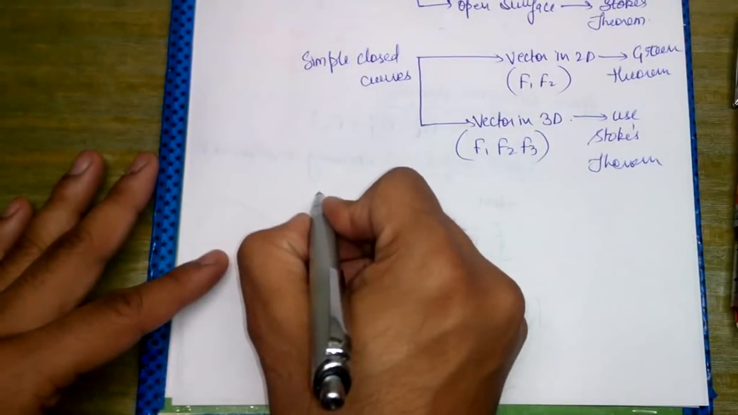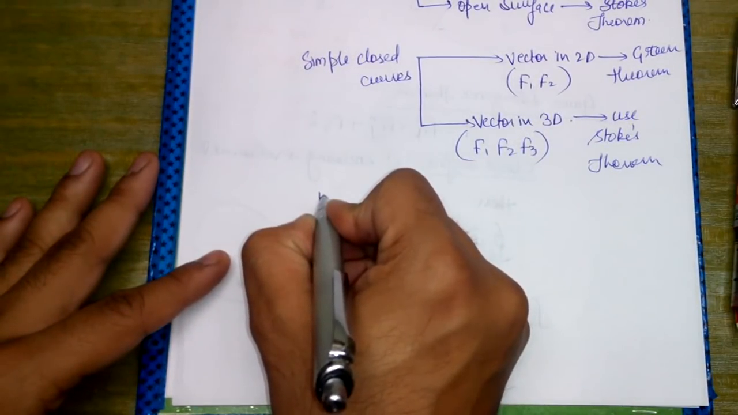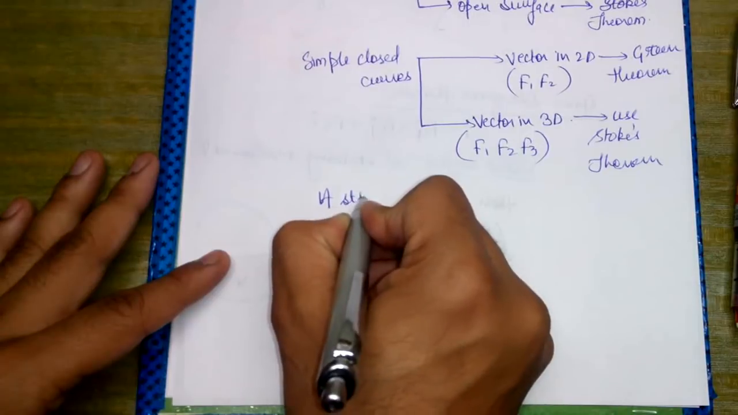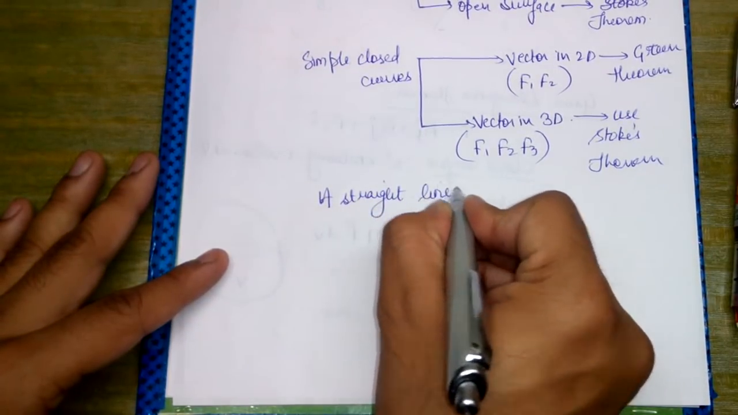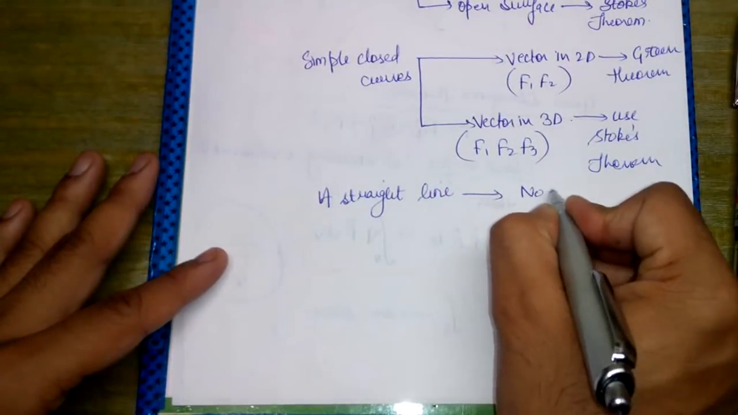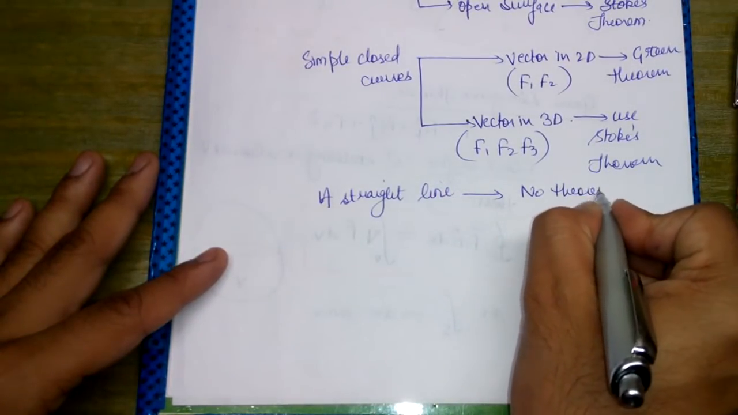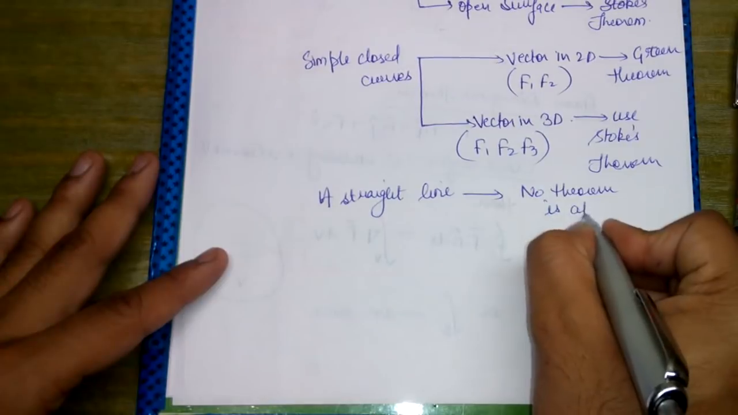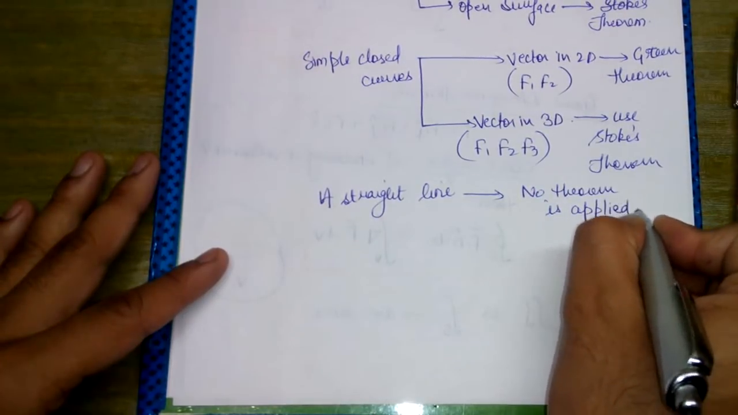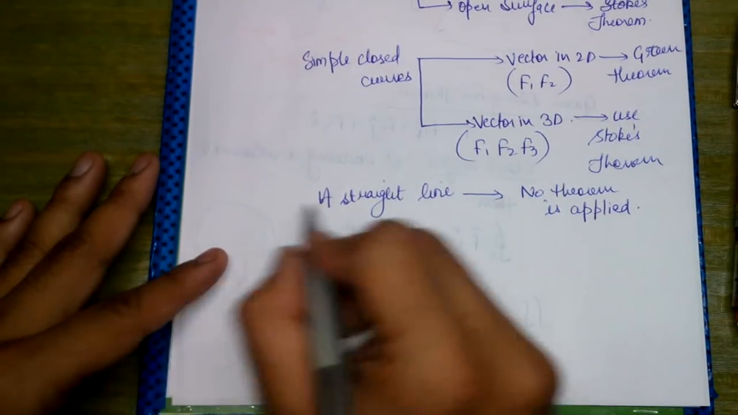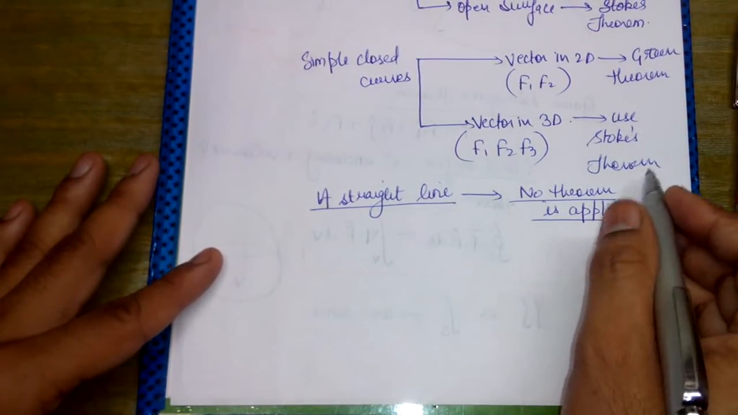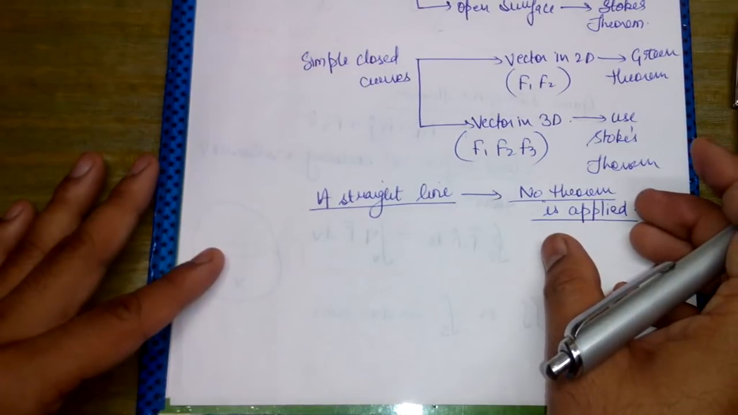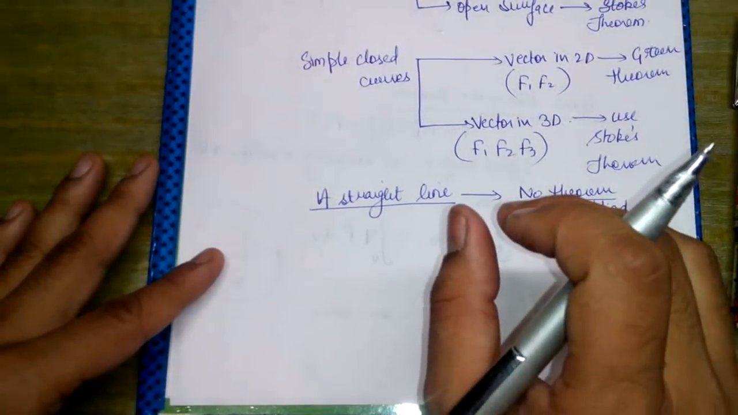Okay, what will be the case when we are given a straight line? If we are given a straight line, then no theorem is applied, and we will simply do the integration. So for a straight line, no theorem will be applied. A theorem is applied only for a curve, or for a surface, whether it is a closed or an open surface.